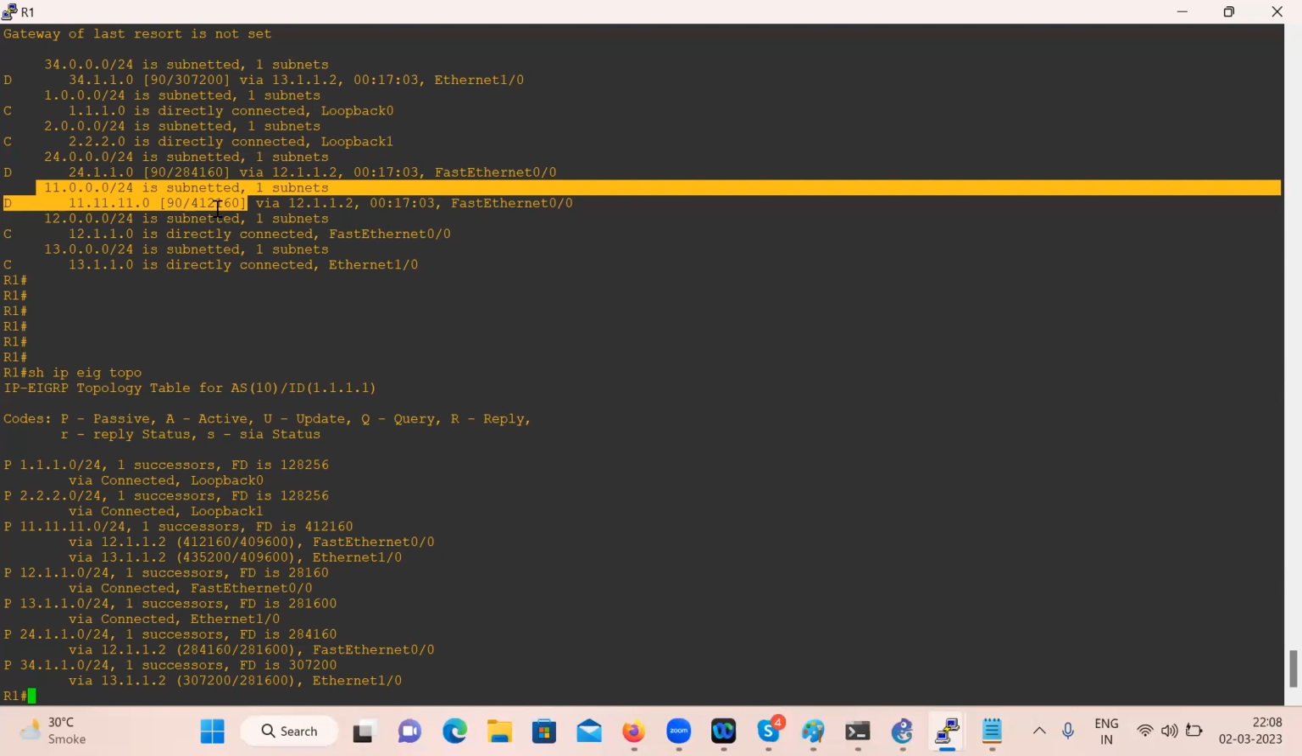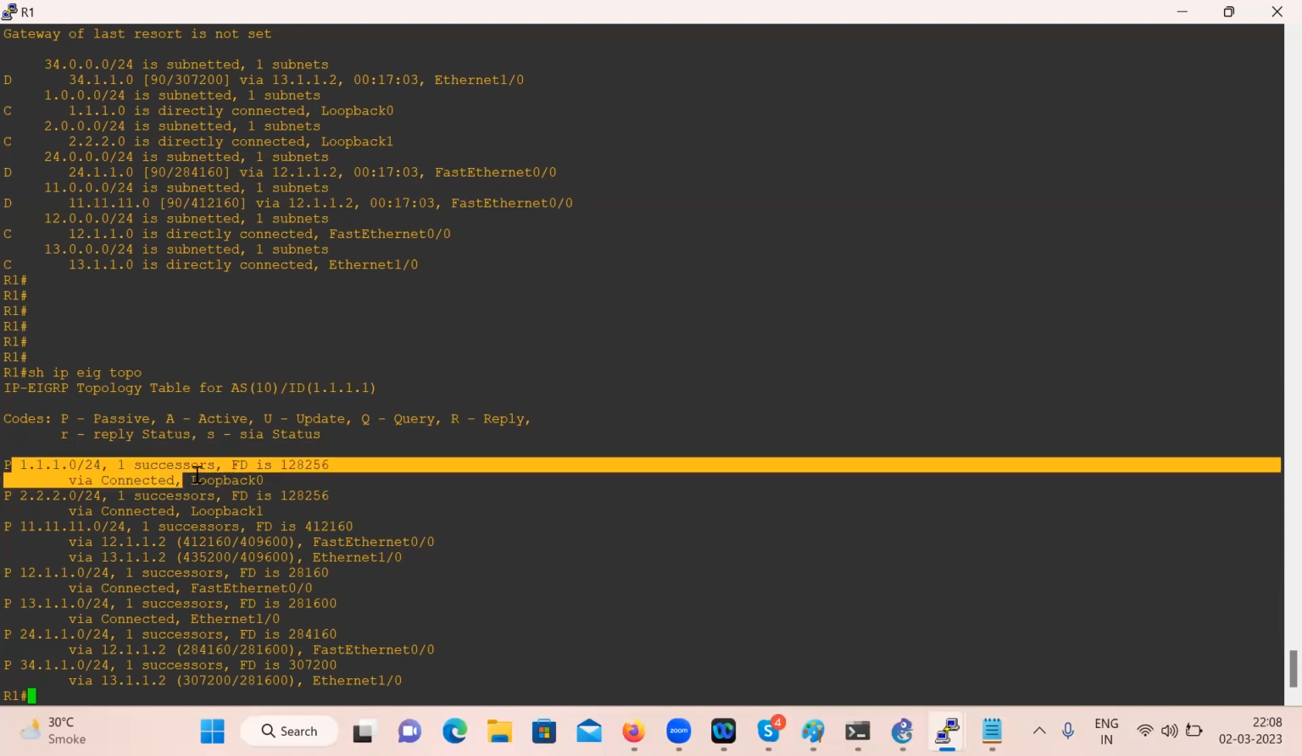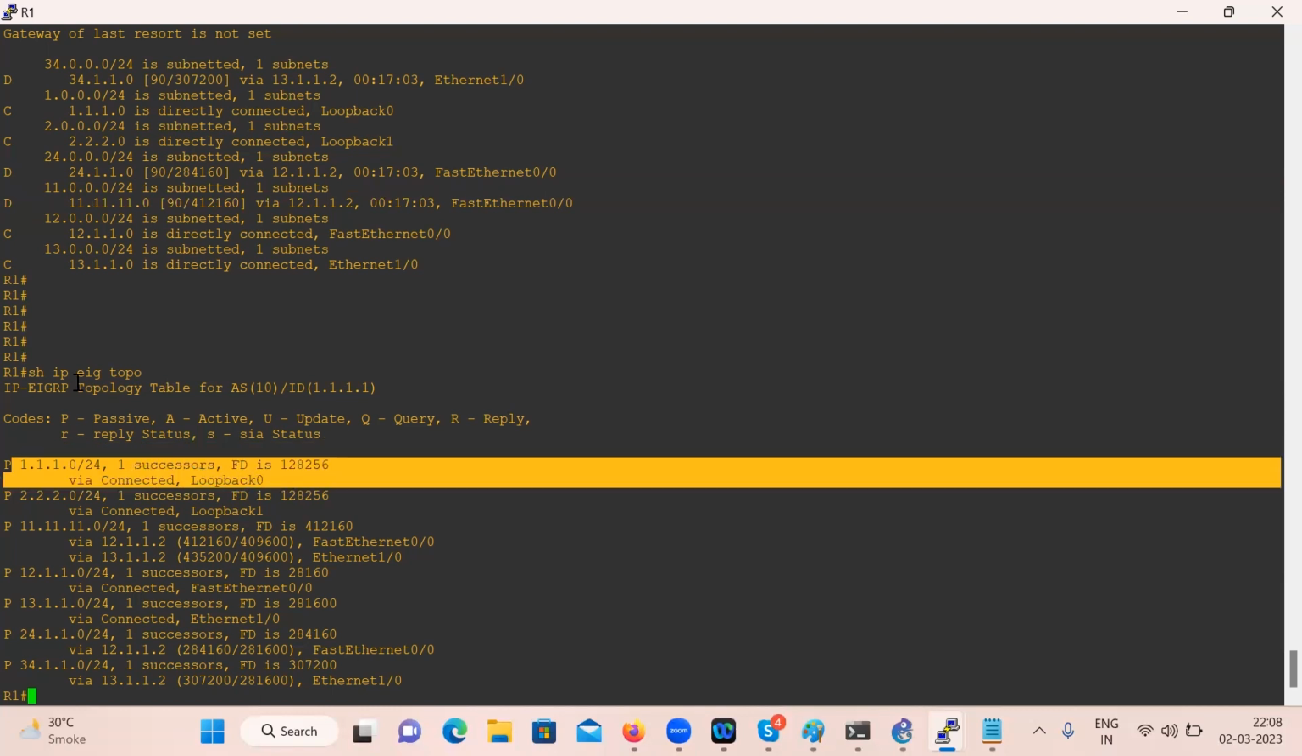So how many successors do you have over here? See here, if you come from here. Now, passive, that I will explain to you. Active, passive, active, these are the states. Sometimes your route becomes passive, sometimes your route becomes active when it won't find any feasible successor and all. Those states I will explain to you.